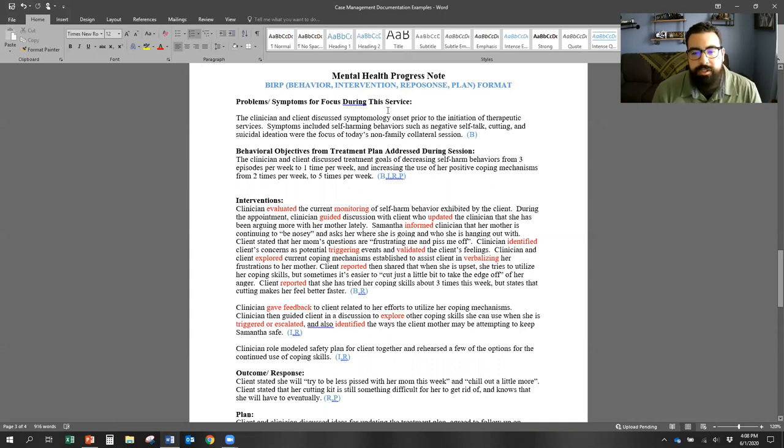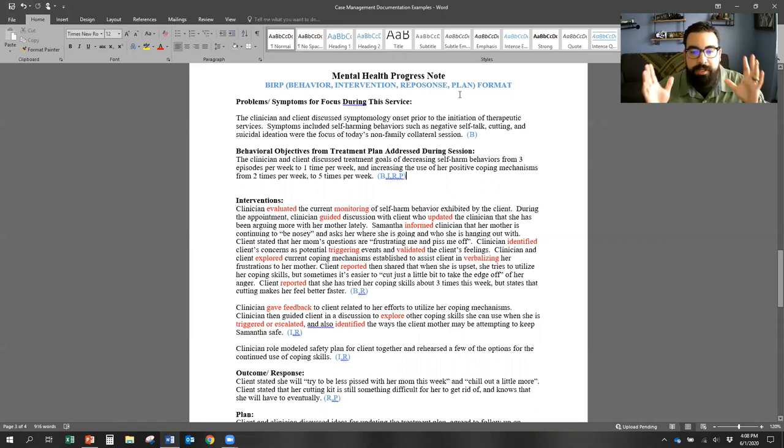I wanted to draw attention to two quick things, and again, we are almost done. Anything in red here, these words come directly off of the list of the Medi-Cal language that I provided in the slides. So I wanted to illustrate for you how I've embedded the language into this. Any of the blue items that you see here, that I put here in these letters, those are the areas of behavior, intervention, response, or planning that refer to the BIRP format.